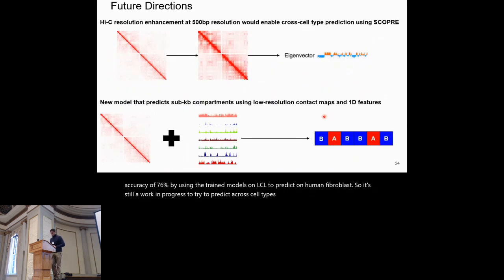In terms of future directions, one way that we can generate more labeled data in other cell lines is to try to enhance the resolution of contact maps at 500 base pair resolution, and then obtain an eigenvector. That would give us more labeled data to do cross-cell type validation. And then finally, we could develop a completely different model that is able to incorporate a low resolution contact map plus these 1D features, and then try to predict these sub-kb compartments.